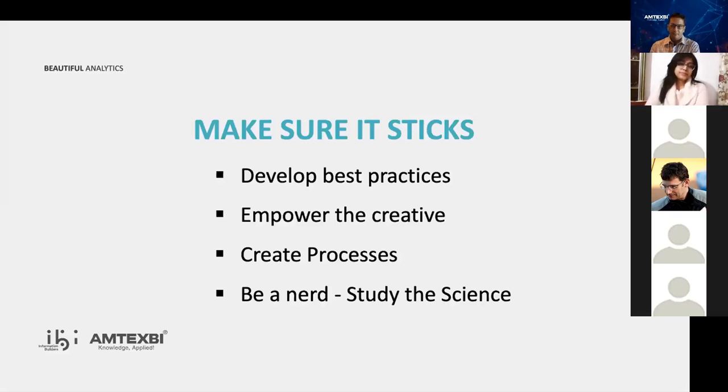Create processes around it. I think this may be one of the more important ones. If you have a process for how you handle a project and when those people are involved, that can help you do this, then that will be the primary thing that will drive these things on a consistent basis.